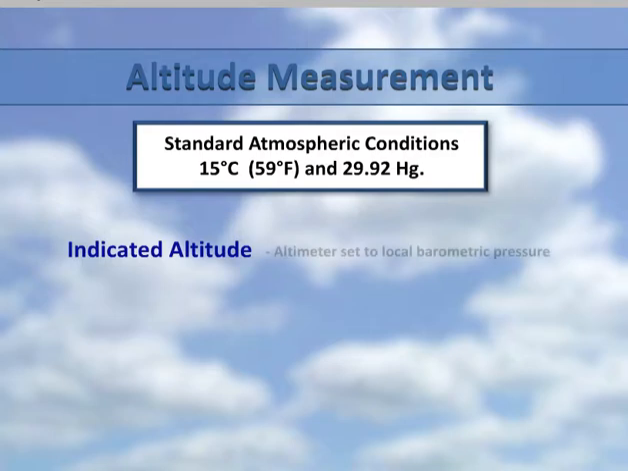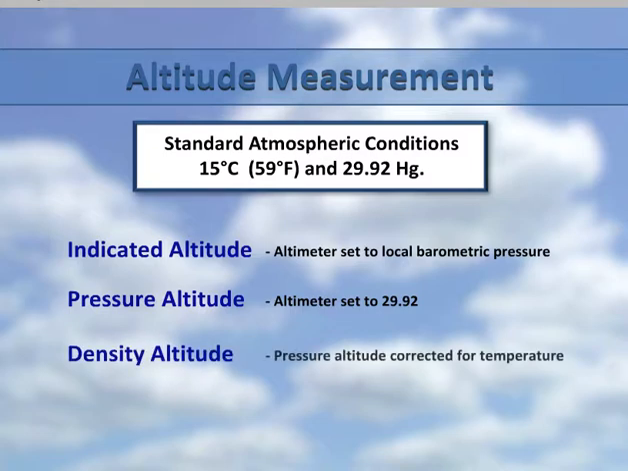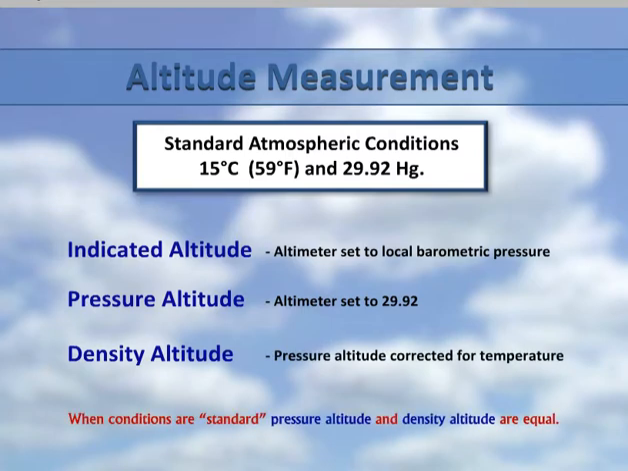Indicated altitude. This is the one we see on our altimeters when they're set to the current barometric pressure. In formal language, pressure altitude is the height above the standard datum plane. In real-world terms, it's the altitude shown on our altimeters when they're set to 29.92. Density altitude is like pressure altitude, except that it's corrected for temperature. On a standard day, indicated altitude, pressure altitude, and density altitude are all the same.